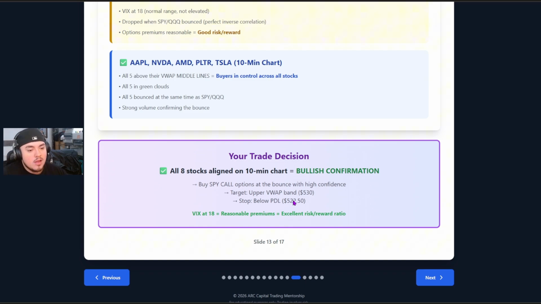All 8 stocks are aligned on the 10-minute. This equals bullish confirmation. Buy SPY call options at the bounce with high confidence. You can target the upper band and your stop below previous day low. If you see price start to trade above the top VWAP band and start using it as support, you can hold that trade until you see it cross back low, anticipating that it's coming to test that middle VWAP band and cloud, right? So VIX at 18 equals reasonable premiums, excellent risk to reward ratio, especially on those bounces, guys, right?